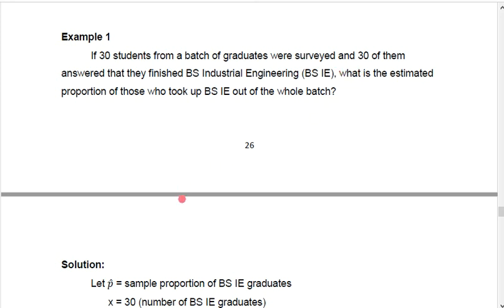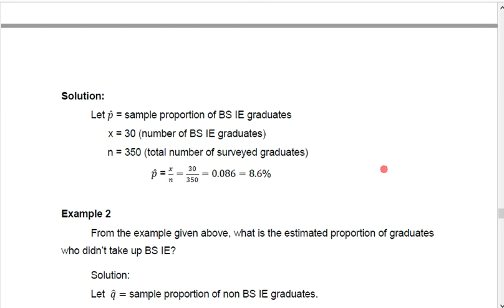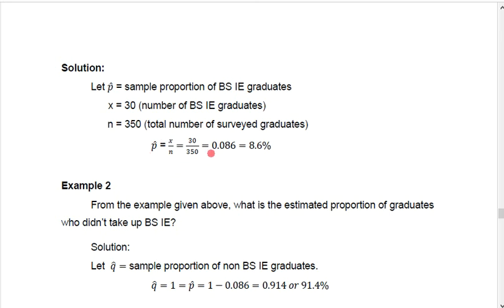So let us have the estimate of who took BSIE from the whole batch. Let P be the sample proportion of BSIE graduates. X is equal to 30, the number of BSIE graduates, and N is equal to 350, the number of surveyed graduates. P is equal to X over N, so 30 over 350, we have here 0.086 or 8.6%. So ito yung ating P hat, which is 8.6%, or yung ating point estimate.